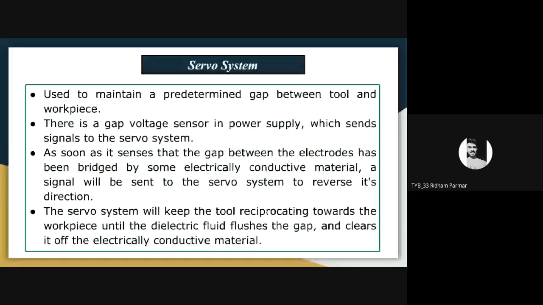There is a gap voltage sensor in the power supply which sends a signal to the servo system. As soon as it senses that the gap between the electrodes has been bridged by some electrically conductive material, that signal is sent to the servo system to reverse its direction.